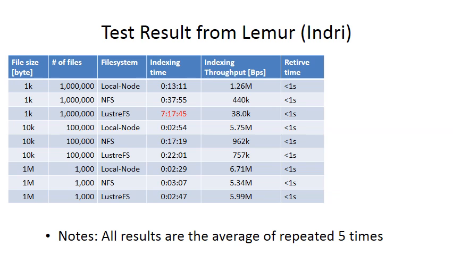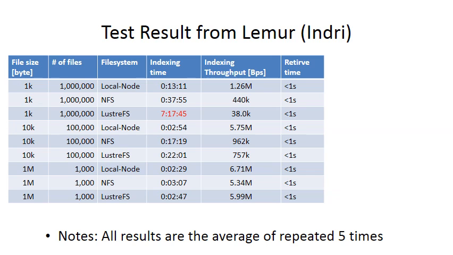What you're looking at is the test result from Limmer. On the left-hand side we have 1K file size, 1 million files, three times because we have three different file systems: local node, NFS, and Lustre. The same test is repeated on the 10 kilobyte file size with 1,000 files, and 1 megabyte with 1,000 files, on the three different file systems.